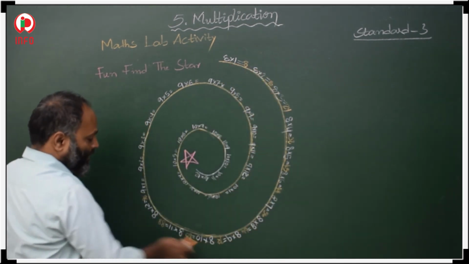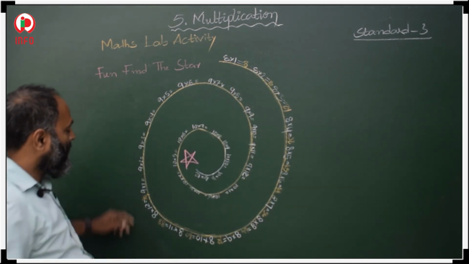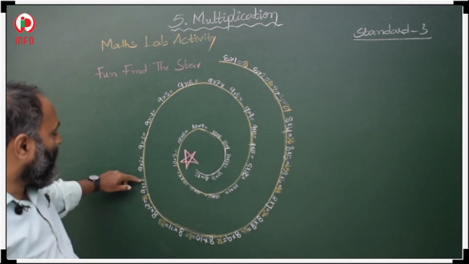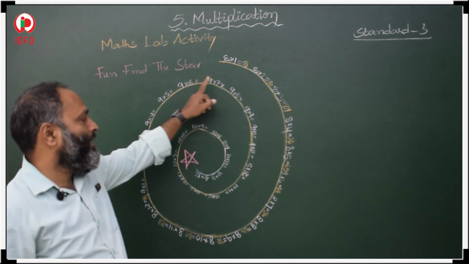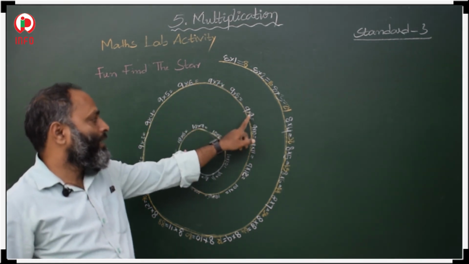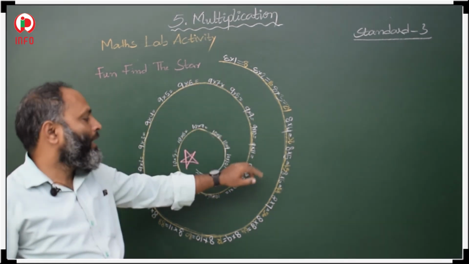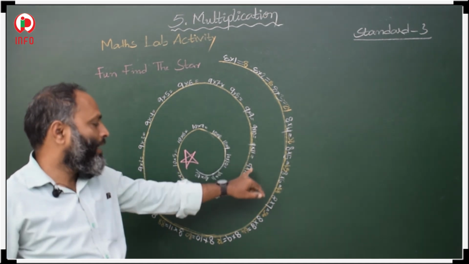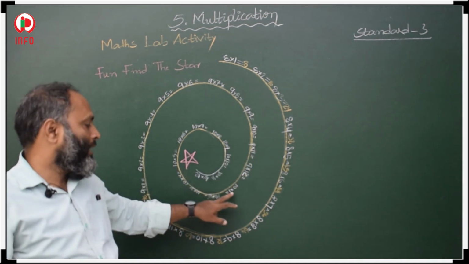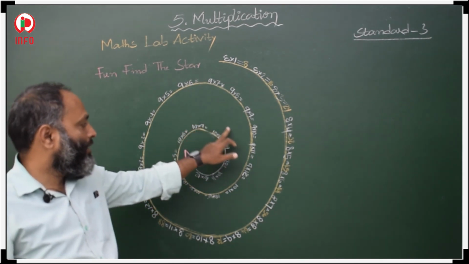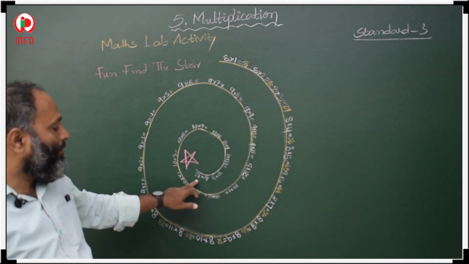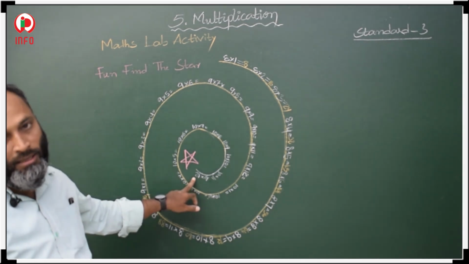So, till here we reached. Then after that, you complete your 9 table. 9 1s are, 9 2s are, 9 3s are, 9 4s are, 9 5s are, 9 6s are, 9 7s are, 9 8s are, 9 9s are, 9 10s are. Then after that you do 9 11s and 9 12s also. Then after that the 10 table, 10 1s are, 10 2s are, 10 3s are, 10 4s are, and in this way you complete your table and reach till the star.